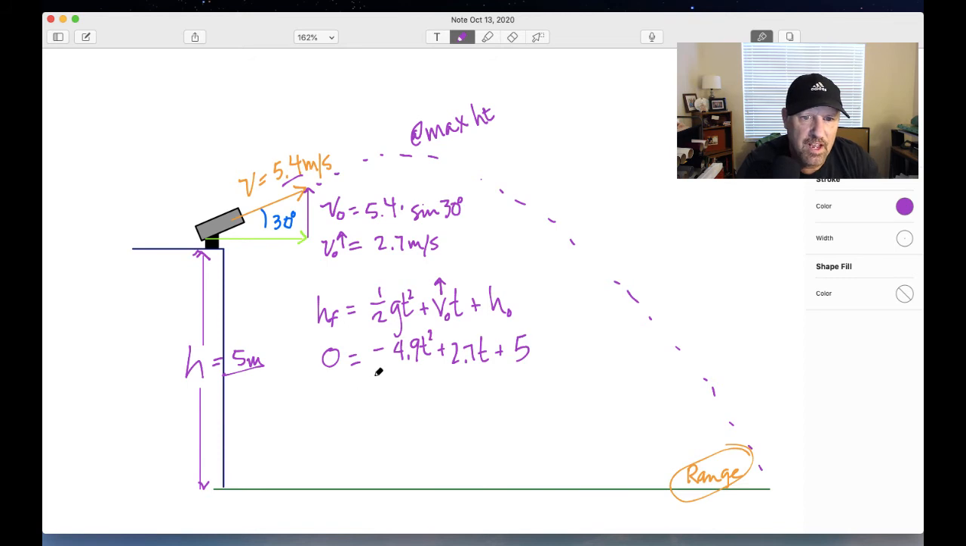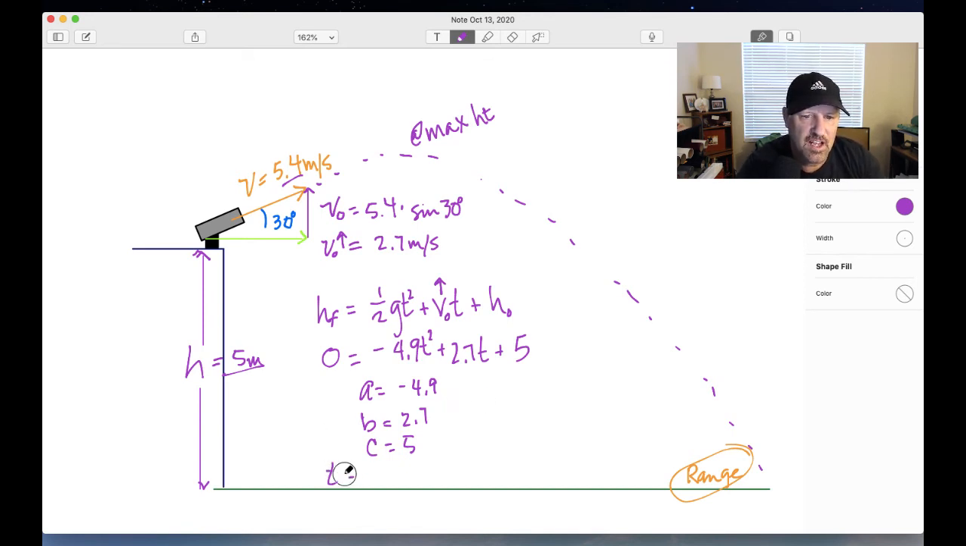So now we have our quadratic form in a situation where you can plug it into the formula and get it to spit out an answer. So A, as always for a projectile, is negative 4.9, because it's always going to be 1/2 g. B is always the initial v, or v initial vertical, so 2.7. And C is always the original height, which is 5 meters in this case. So you plug that in and you'll get your time.